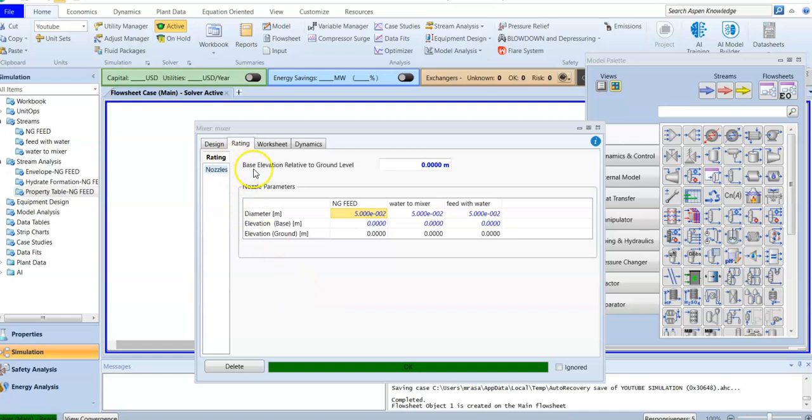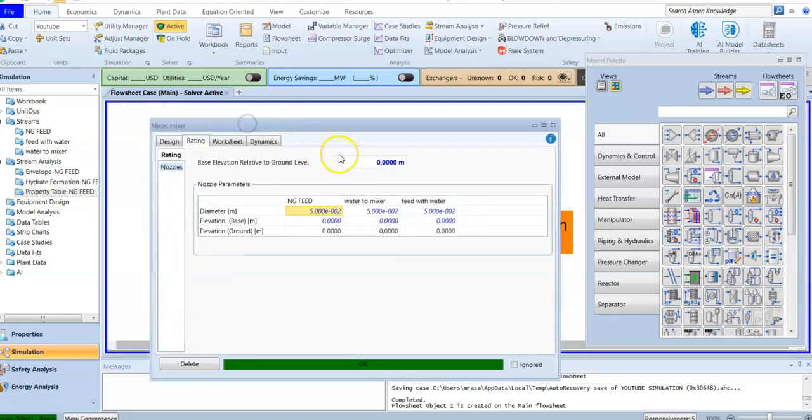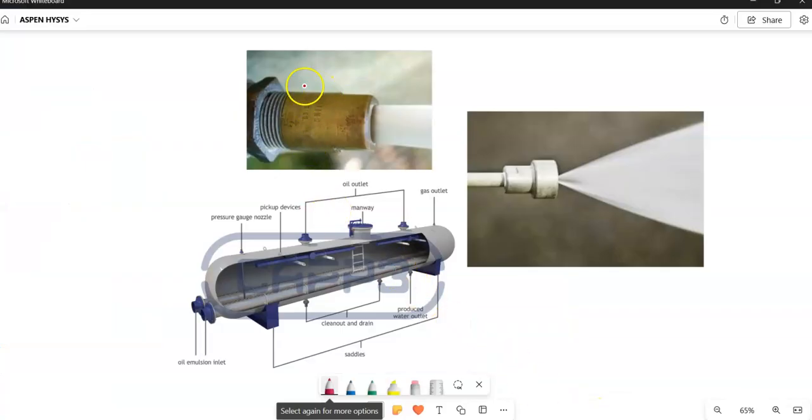Inside the rating section in the mixer, you will find that there is only one section for the rating or the sizing, which is the nozzle. The nozzle is like the inlet and the outlet section for the mixer. So the mixer is mainly a chamber with different inlets and an outlet. Okay, so if we look here to have an idea, this is a nozzle and this is also a nozzle.